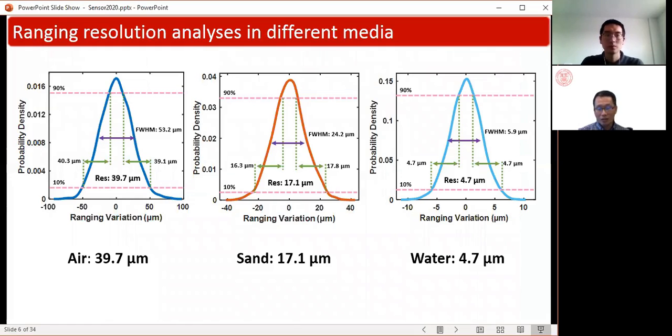And these are the statistics from the last tracking. For sure, there's a lot of noise reduction and techniques we apply so that we can achieve this kind of precision. For the commercial RFID with the PCB tag I showed you, in air we have 40 micron resolution. In sand, we have 17 micron resolution. In water, we have less than 5 micron resolution of the motion.